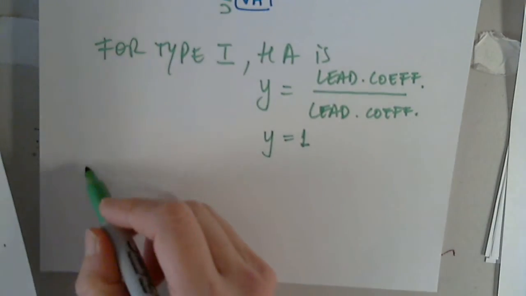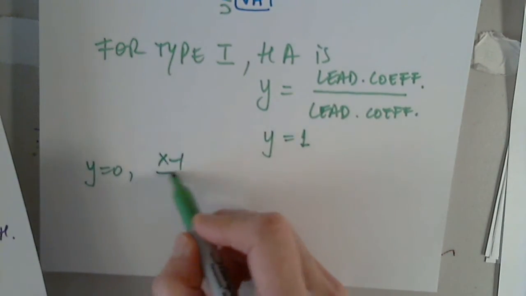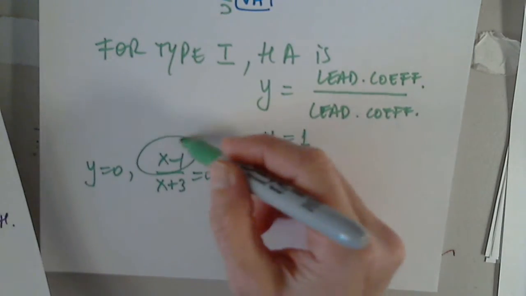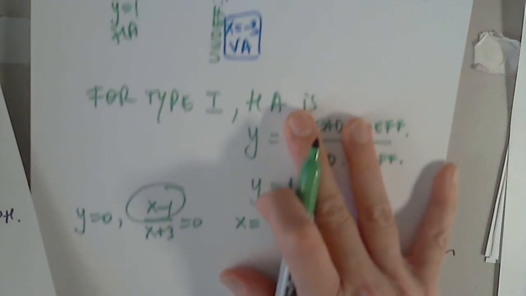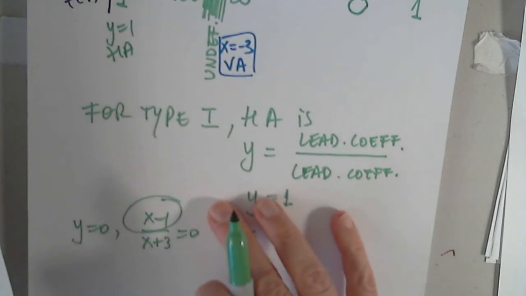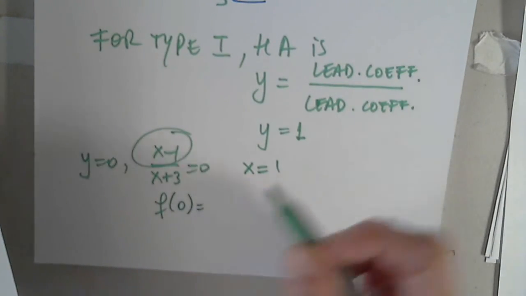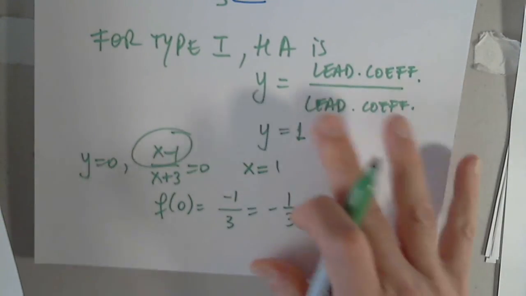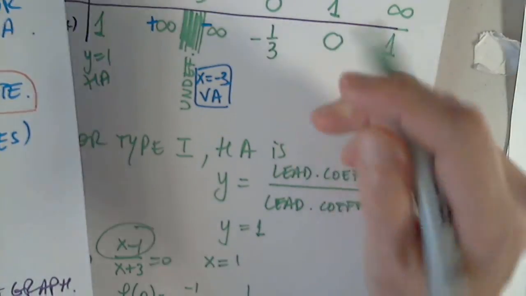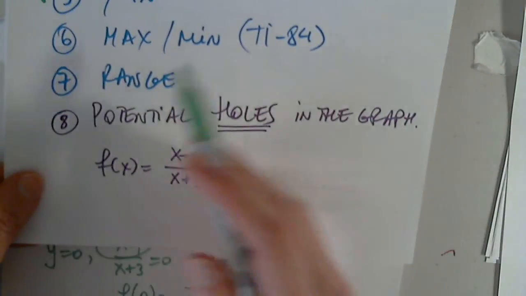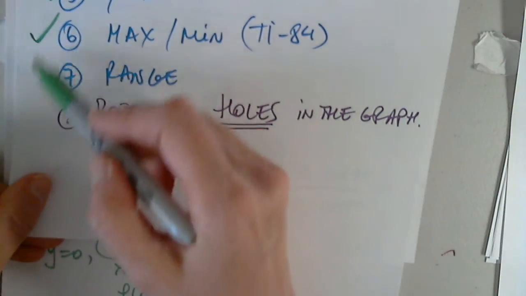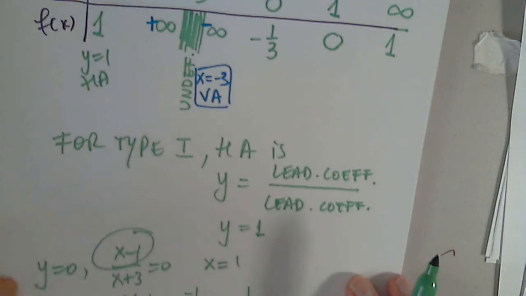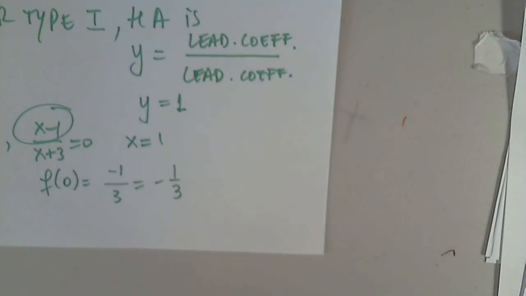X-intercept. When y is 0, remember a fraction is 0 only when the top is 0. So at x equals 1, the function is 0. Done. Y-intercept, I have to plug in 0. F of 0 is 0 minus 1, negative 1 at the top, 0 plus 3, 3, negative 1 over 3. I checked the calculator with the correct window, and there are no potential holes. Good. Let's graph. I don't care about any other information than my table. That's it.